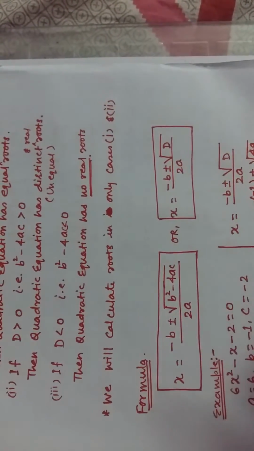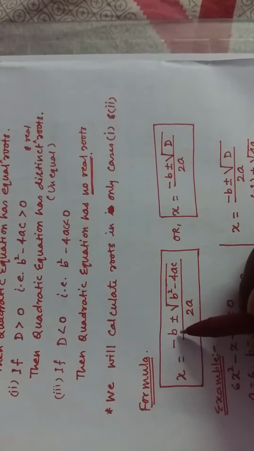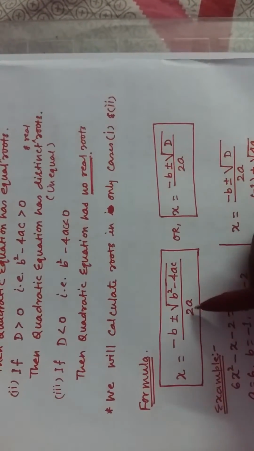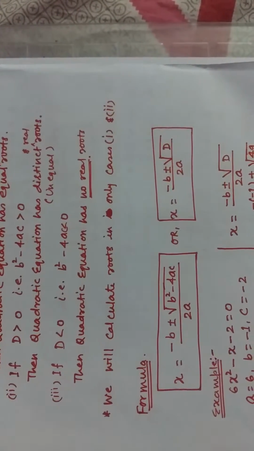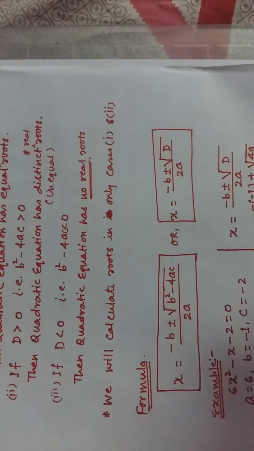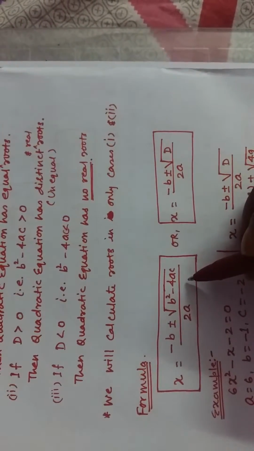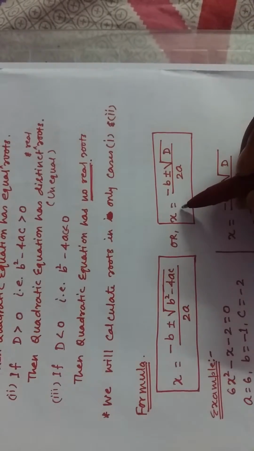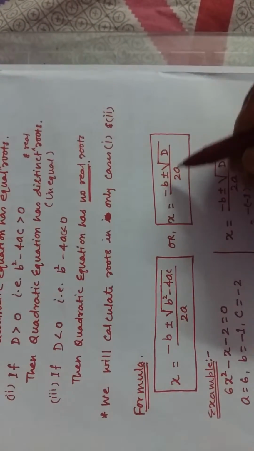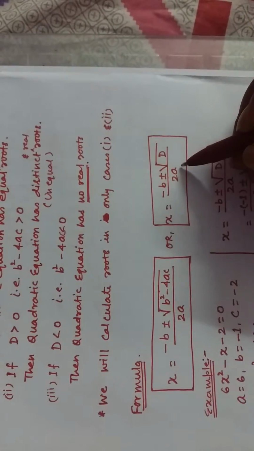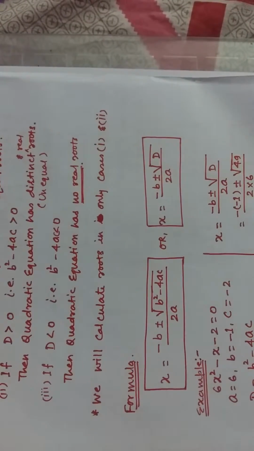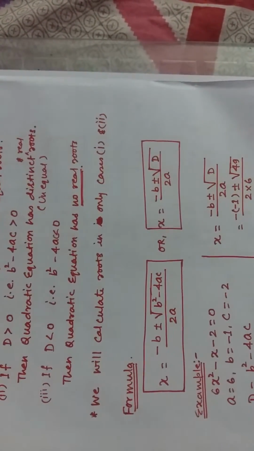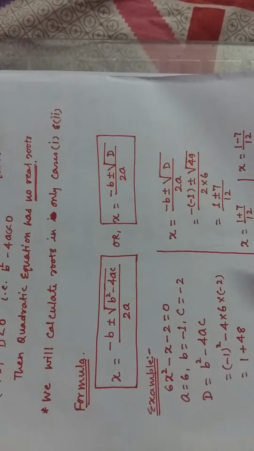So now we have a formula, x equals minus b plus minus under root b square minus 4ac upon 2a. If you remember, the same formula was derived in the completing the square method also. So now we'll use this formula directly, or this formula can also be written as x equals minus b plus minus under root D divided by 2a, where a, b and c have their usual meanings. So now let us understand this method using an example.